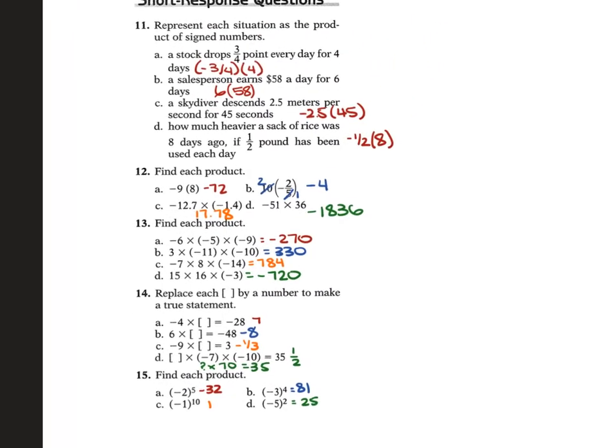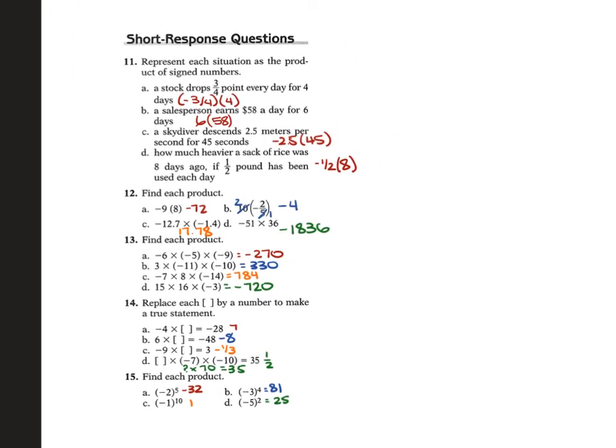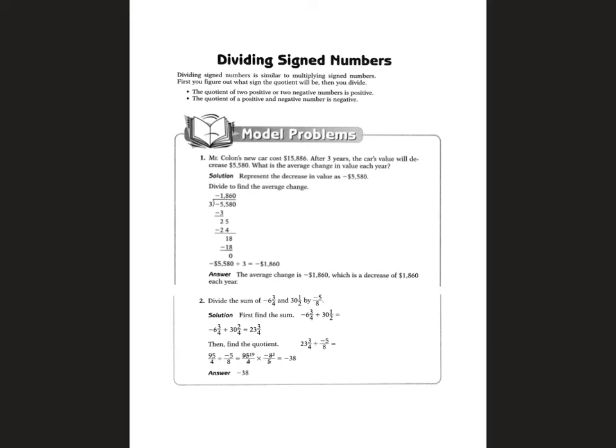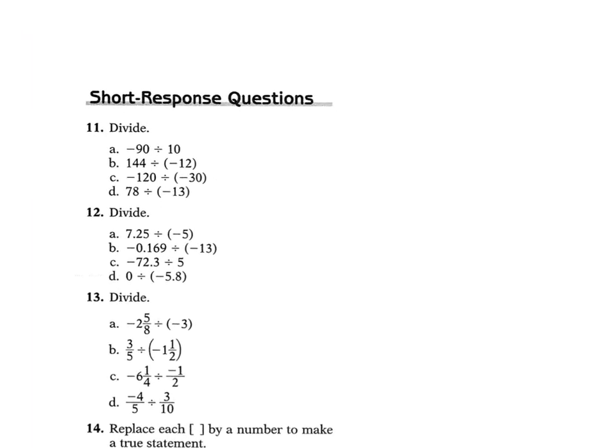You're working with the same rules when you're doing division as well. So if your signs are the same, your answer is going to be positive. If they're different, they're going to be negative. Your division is represented either using your division sign, the division house, or a fraction. So if we look at some of these examples, for 11a, we have negative 90 divided by 10. A negative divided by a positive is a negative, and 90 divided by 10 is negative 9.